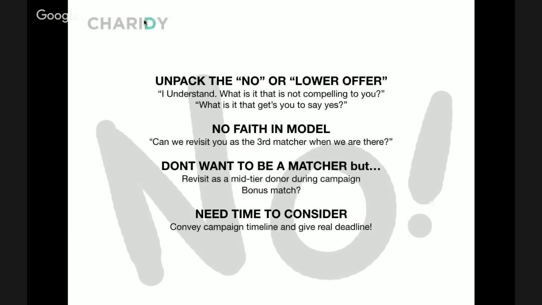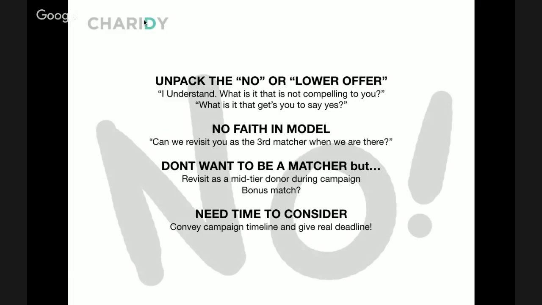Let me come back to you. There might be a way that we can still make this work. But at least being able to understand what it is that's bothering them, instead of just leaving it at no, is very important. And also that no can also be no faith in the model. It might not be about the giving. It might not be about your organization. They might say, I don't know about this charity thing.